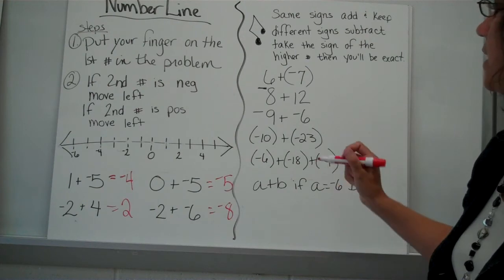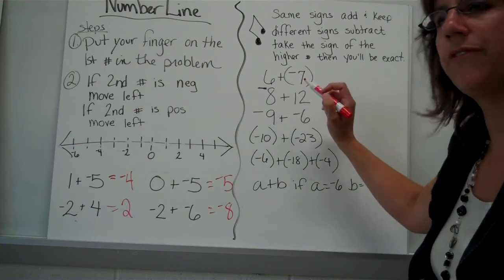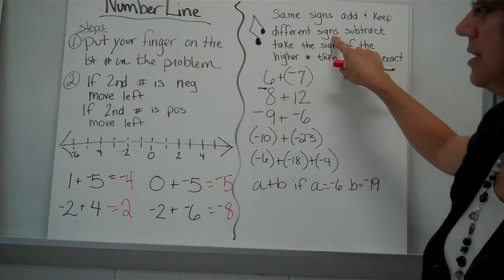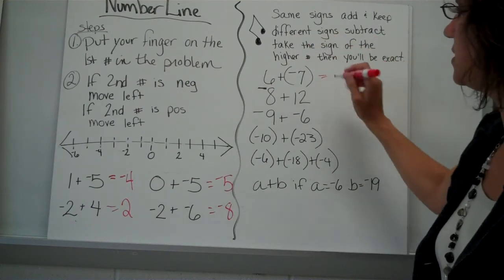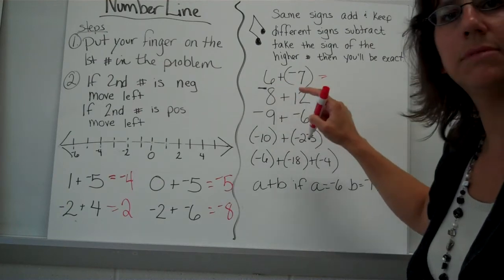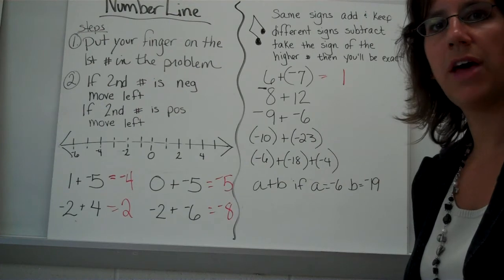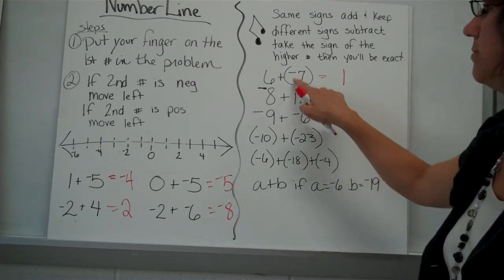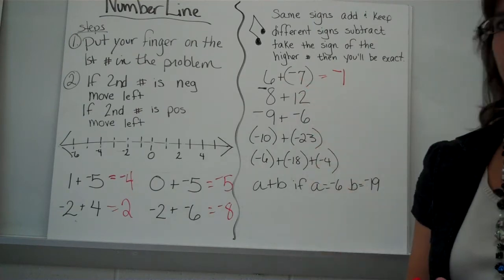So here's how you would handle that. Looking at this first problem here, the signs are different. Different signs. So what do we do with the numbers? We subtract. So you're going to take the 7 and the 6 and subtract them, and what do you get? Now let's take the sign of the higher number, and then we are exact. So our answer is -1.